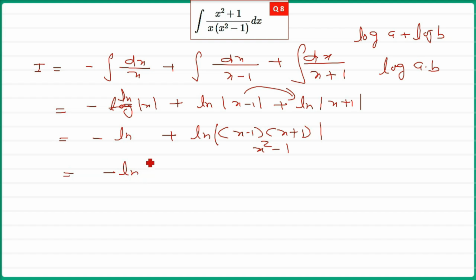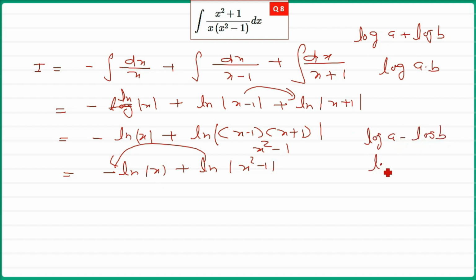Now we have ln of x square minus 1 minus ln x. So you have two terms here, negative ln x plus ln of x square minus 1. So log a minus log b. Now we'll apply this result. Log a minus log b will be equal to log a divided by b. This will be equal to ln of x square minus 1 divided by x.